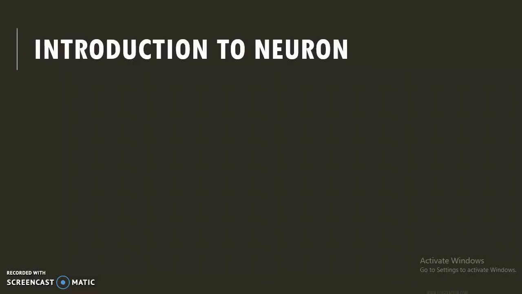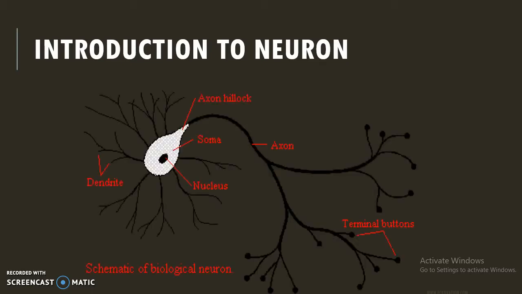So let me introduce the neuron. What is this neuron? This is the whole diagram of the neuron, and here we can see this is the dendrite part. This is the whole axon, and these are the different dendrites, and these are the terminal buttons. This one is the nucleus, and this is the whole body of this nerve cell.